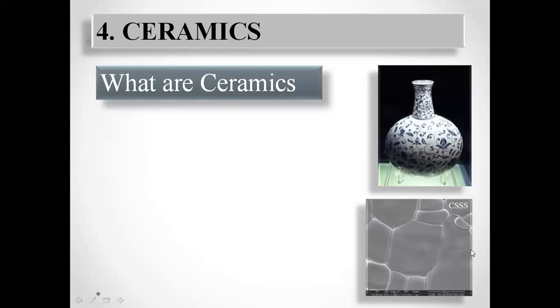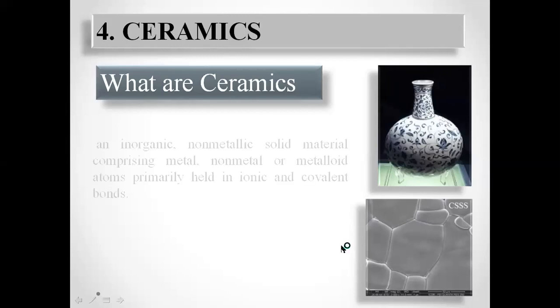And this is the scanning electron microscope image of a ceramic material, as we have seen in the last semester, fifth unit. The ceramic polycrystals will have grain boundaries. These are all the grains. This is one grain, this is another grain, and this is the grain boundary. So the ceramics are made of polycrystalline material. That is the definition.